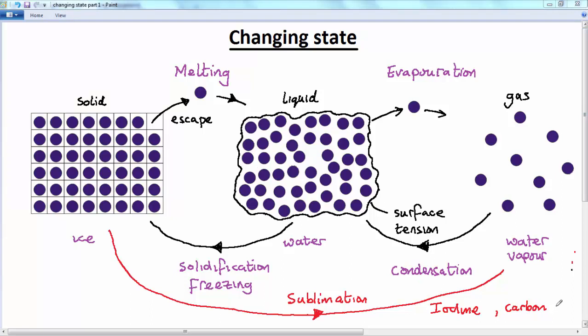Right, now in the next lesson we're going to have a look at this in a little bit more detail, and we're going to look at how the temperature changes in a substance as it moves from the solid through to the liquid and into the gas state. So we're going to examine the temperature time curve for that substance as it's being heated.